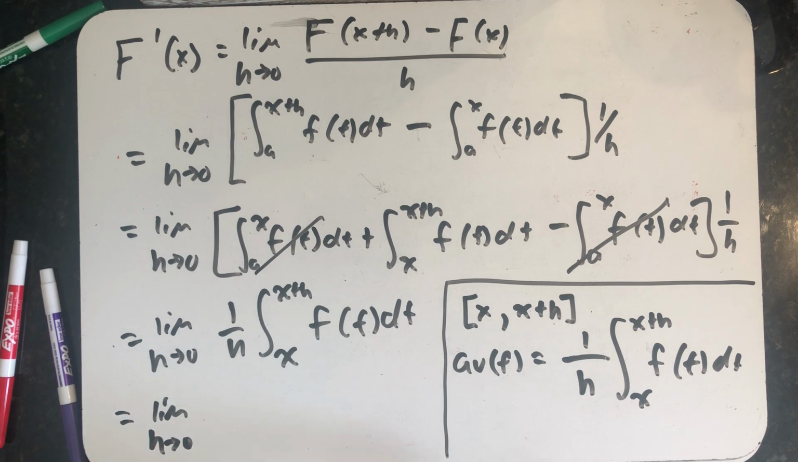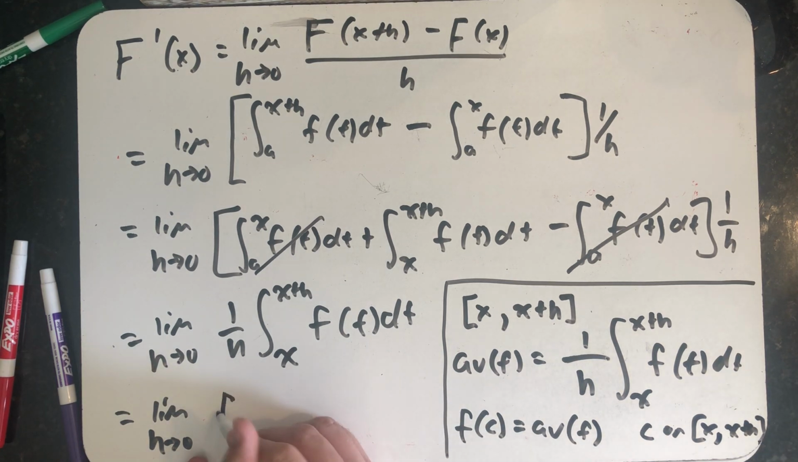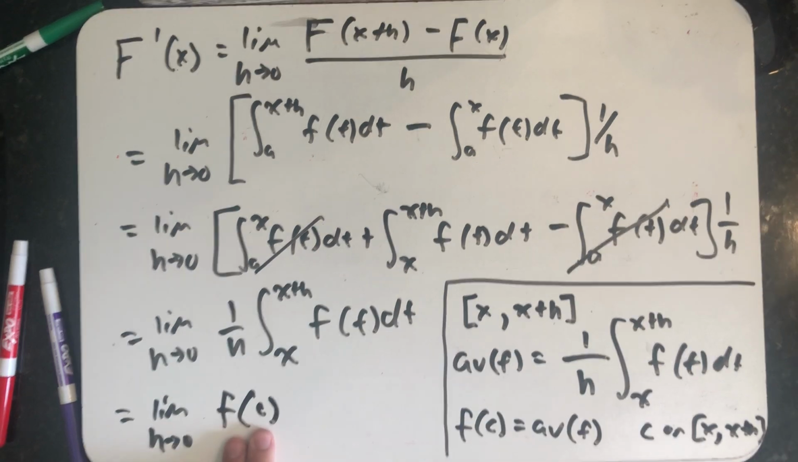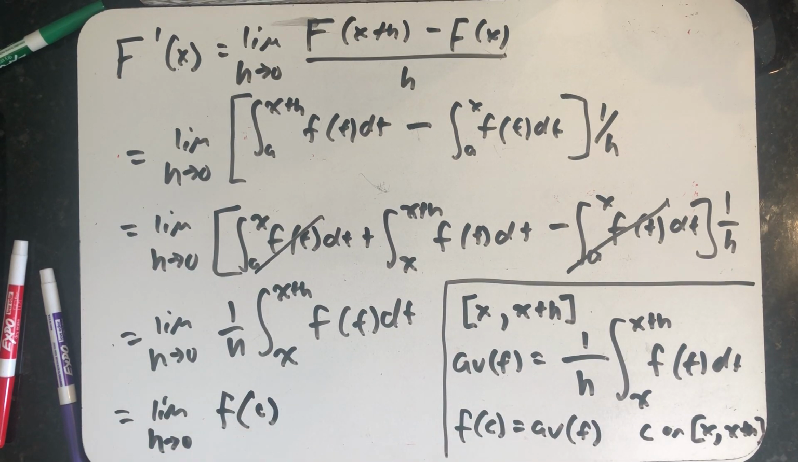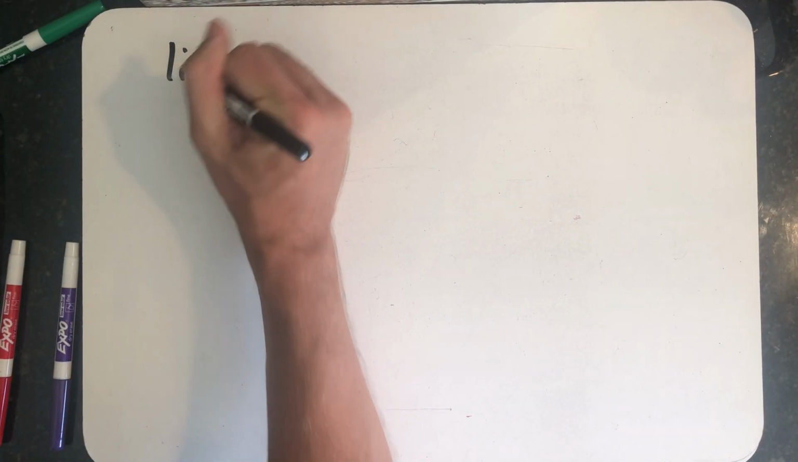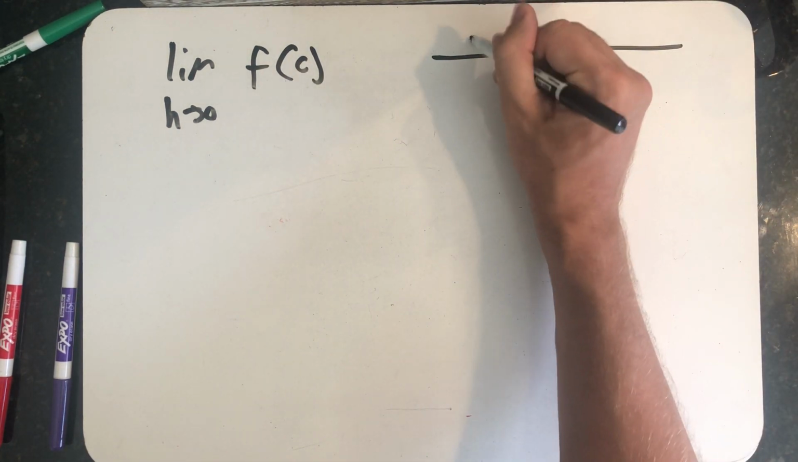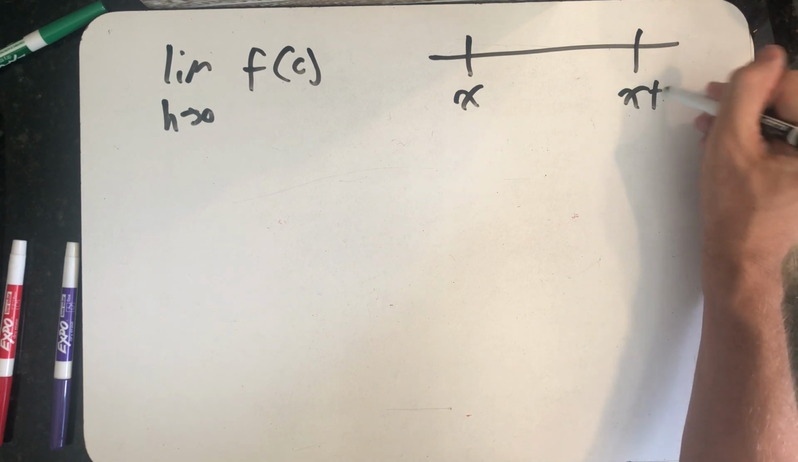Well, I know from the mean value theorem for the definite integral that there exists some c, so that f of c equals the average value of f, and c has to be on the interval from x to x plus h. So I can replace this with that particular function value, right? f of c, where c is between x and x plus h. So now I have the limit as h approaches 0 of f of c. But what I know about c is that c is somewhere between x and x plus h.